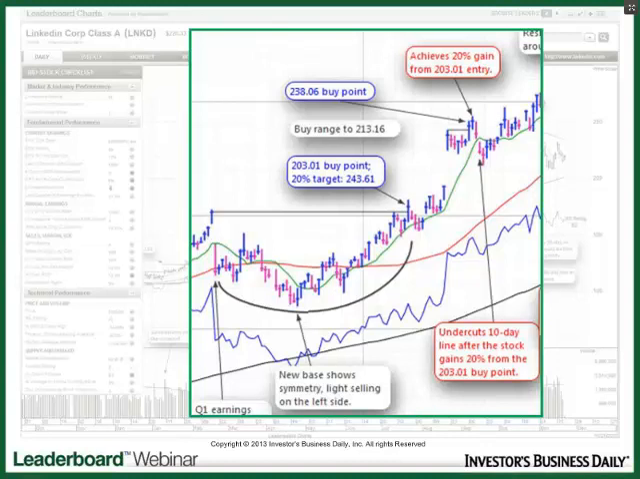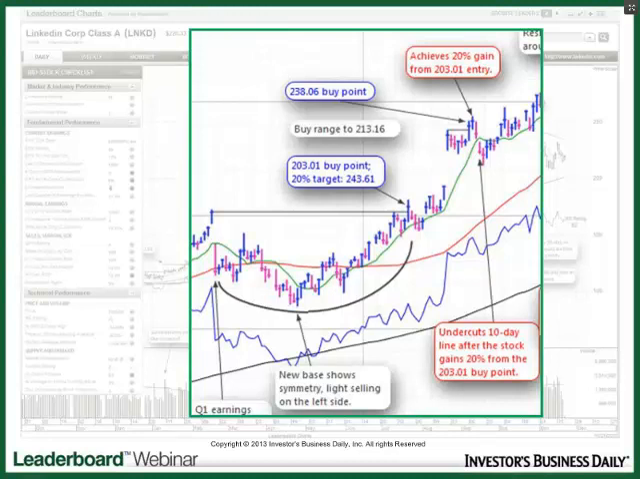Now you'll see there's a red flag there at the top. It says achieves 20% gain from 203.01 entry. So that's a time that you could be taking that 20% gain, especially if you bought LinkedIn for the first time at that base. So you've only got a 20% cushion. Now, if you had bought in early January, you're sitting on a 100% cushion. So you don't necessarily need to take a profit at that point. Maybe you decide that you want to continue and try for bigger gains, or maybe you sell a little bit.